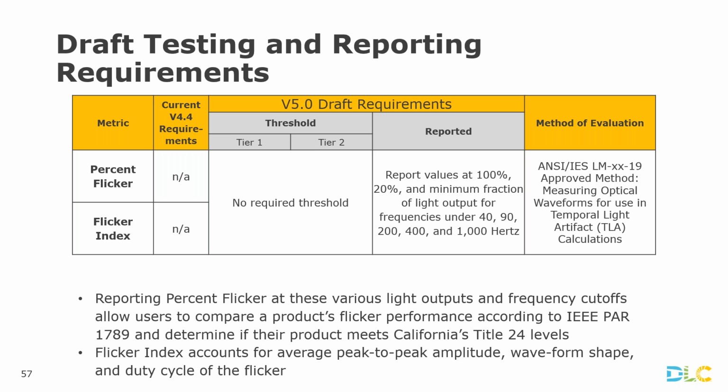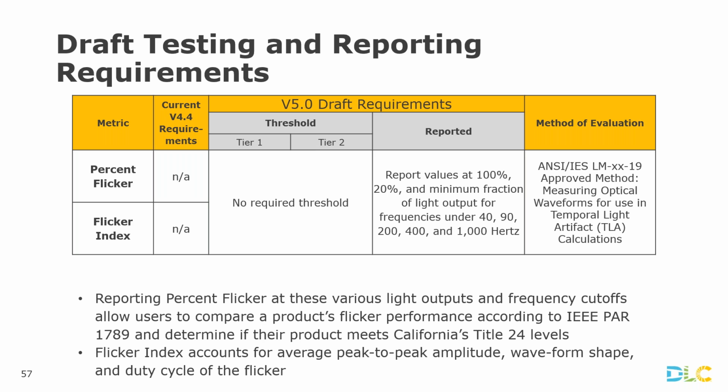The reporting requirement is for percent flicker at 100%, 20%, and minimum fraction of light output for these cutoff frequencies of 40, 90, 200, 400, and 1000 hertz. And then while California's standard uses percent flicker, we've also included flicker index, as this metric accounts for things like the waveform and the duty cycle of the flicker, which percent flicker does not.